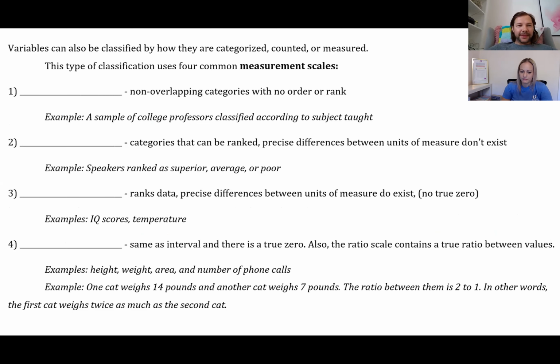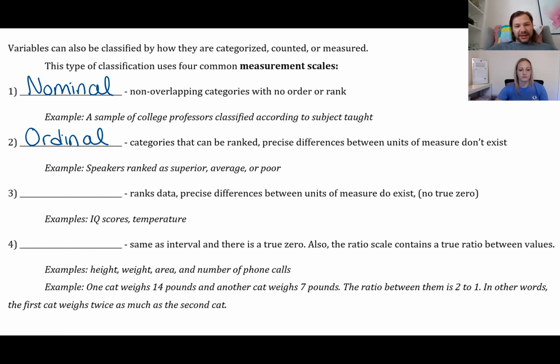Awesome, thanks. Okay, variables can also be classified by how they are categorized, counted, or measured. This type of classification uses 4 common measurement scales. So we have nominal, the key word there is like name. So it's non-overlapping categories with no order or rank. An example of that would be a sample of college professors classified according to their subjects taught, or students by their major. So history, mathematics, English, you really shouldn't rank those, although we all know that mathematics is way superior to the other ones. That's a joke, people.